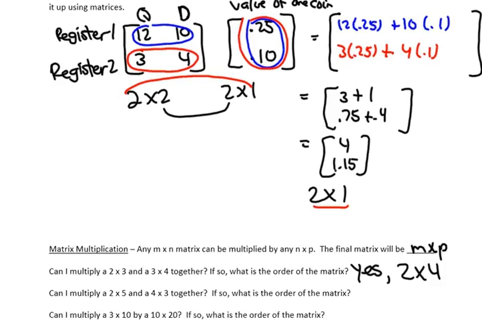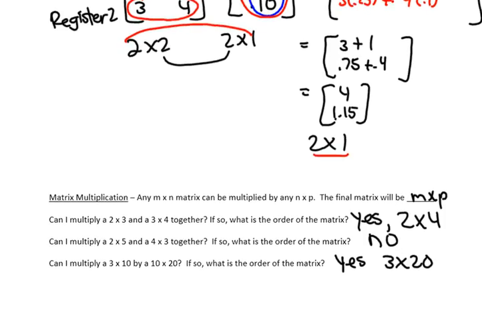Now, notice the middle example. The 5 and the 4 don't match. I can't multiply. And for the final one, notice the 10s match up. So I am going to have a 3 by 20 matrix as my final answer.